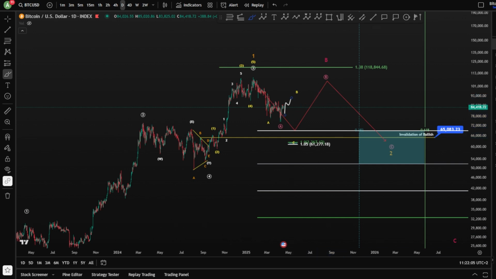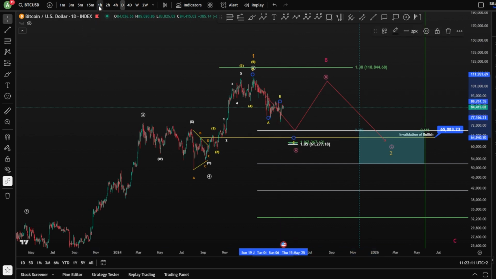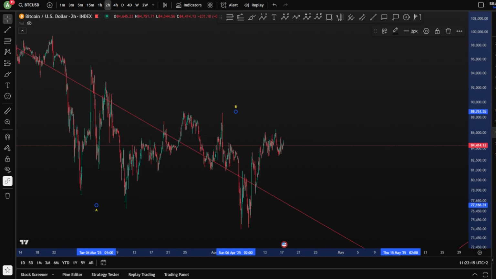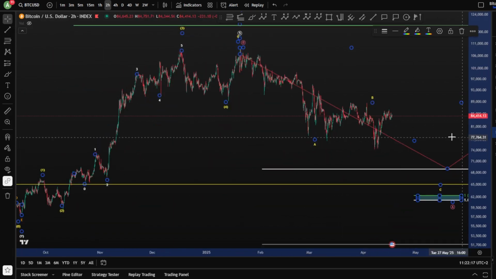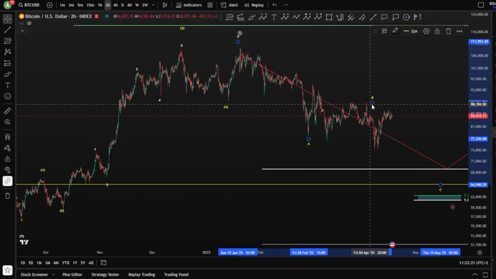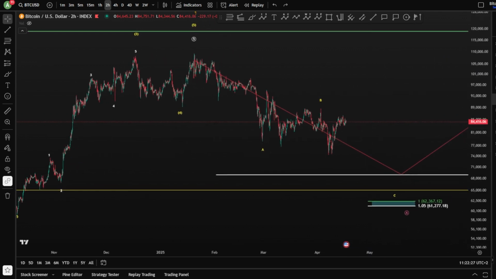So these are the main 3 ideas to understand what is going on in this area. Now, if you want to see it closer, on the 2-hour chart first, we see the scenarios that might unfold. The first scenario is where you have an A, B, and a C already finished, and you're looking for a wave C right now, which might be an ending diagonal.